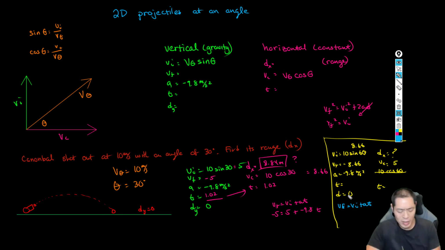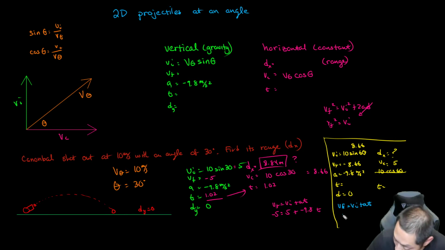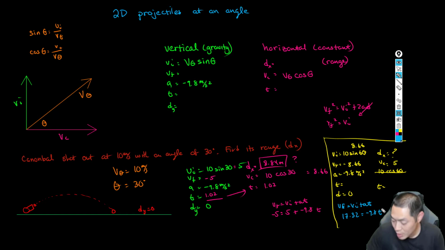17.32. That doesn't seem right. 17.32 equals -9.8 T. So T is equal to that divided by 9.8, 1.77 seconds. Multiply that by 5, and you get 8.84 meters. Curious. They're the same. All right. Why?